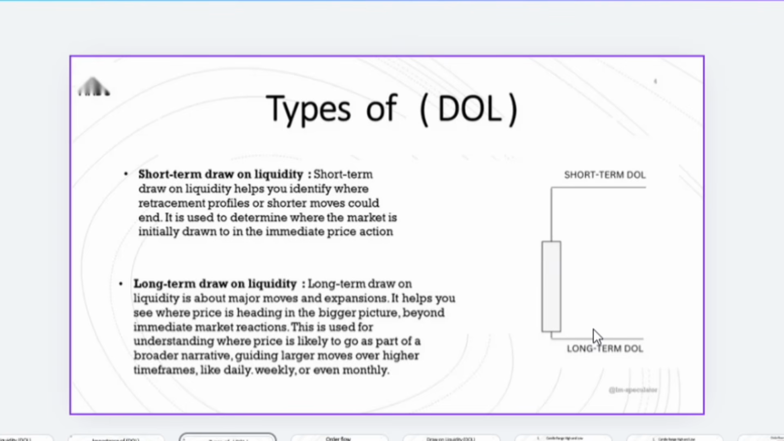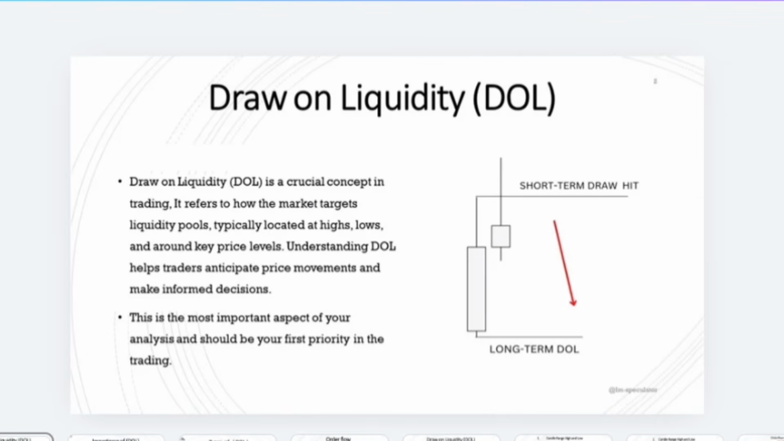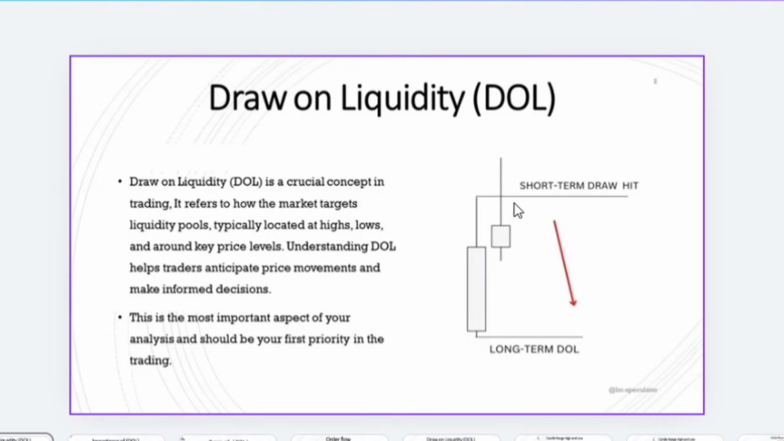Now let's talk about types of draw on liquidity. We have the short-term draw on liquidity and the long-term draw on liquidity. Let me explain it very well. Let's go back so I can explain this. Now you can see it clearly in this particular place. This is our short-term and this is our long-term.